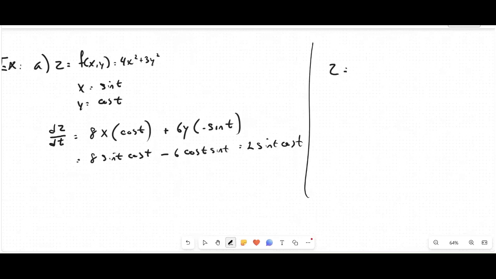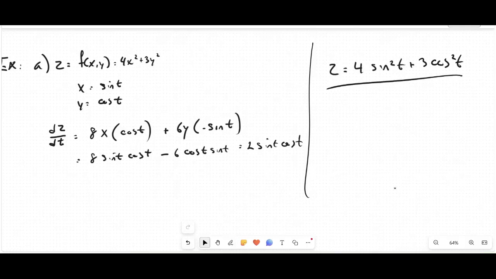What if we had started and just said z is equal to 4 sine squared plus 3 cosine squared? That has to be true because you just take x and y and plug them in. Now, there is no chain rule. There's no multivariable. This is z as a function of t, single variable calculus. And you could, in this context, just differentiate directly. What do we get? 8.